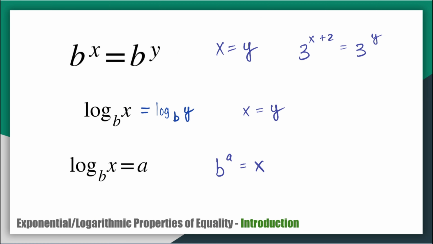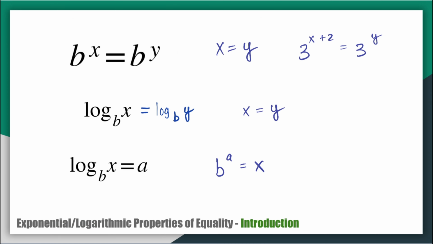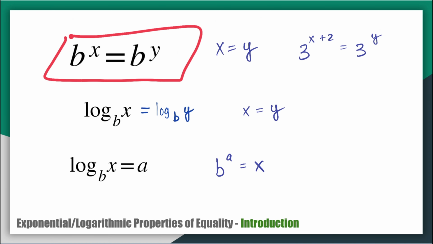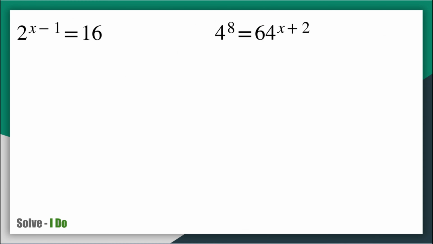So let's just dive right into it. Here's our first two. I'm going to do them, and then I'm going to have some for you guys to do, okay? So here, right off the bat, 2 to the power of x minus 1 is equal to 16. Well, let's jump back to our properties real quick, okay? Well, first off, there's no logs, so we don't have to look at these two. But we have b to the power of x is equal to b to the power of y. Same base, we set the exponents equal. But these have different bases, right?